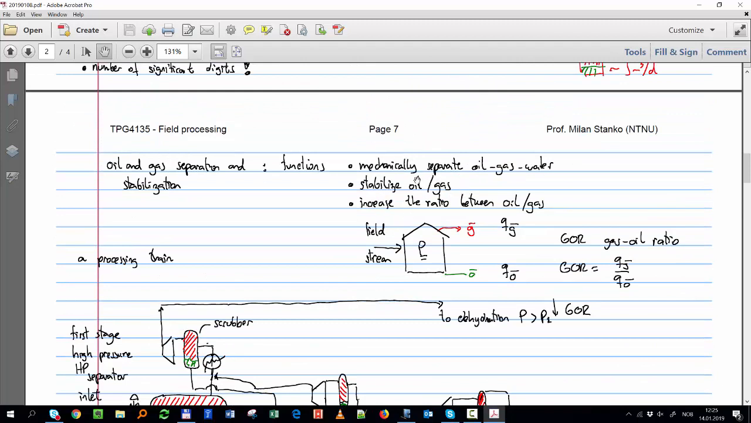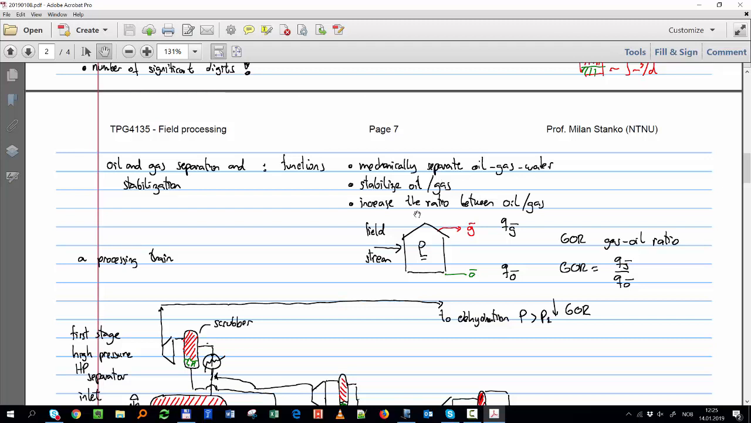So the purpose here, keep it in mind: one of them is to mechanically separate the oil and gas and water. That's the first goal. Then the second one is to stabilize this oil and gas, such that when I continue further transportation, processing, whatever it is, you won't have further or not significant vaporization of gas from the oil or condensation of oil from the gas. That's the main goal.